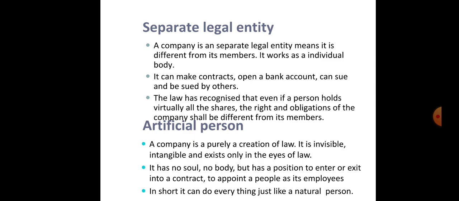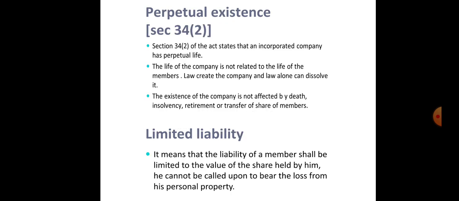Means today, say for example, an employee or worker may work today and tomorrow he may leave, or a new person may join, but whatever it is, anybody may come and go, the company will be there with them, right? So that we call a separate legal entity, and it is an artificial person. The reason is a company is purely a creation of law. It is invisible, intangible, and exists only in the eyes of law.